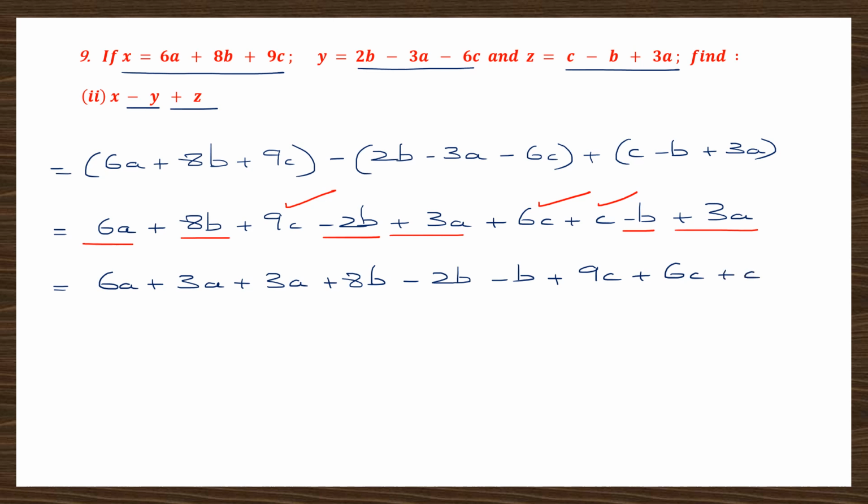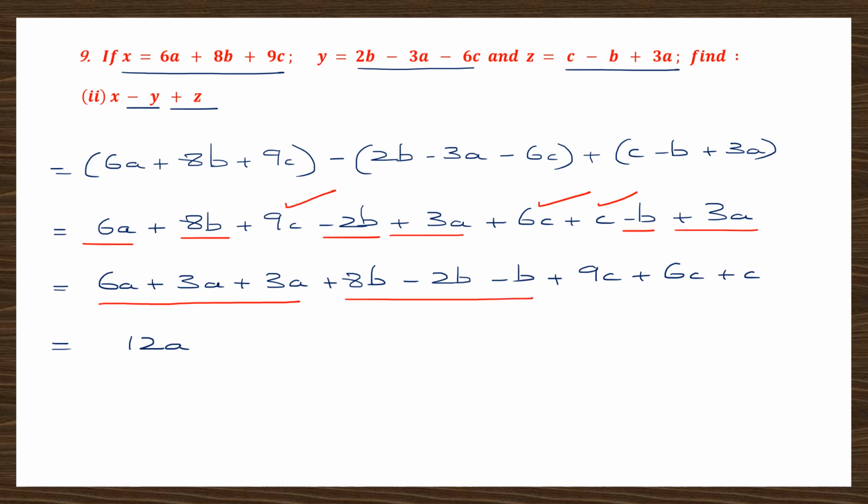Now let's work out the like terms. 6 plus 3 plus 3. If you take only the numbers, because they're all like terms, they're all plus. So 6 plus 3 is 9, 9 plus 3 is 12. So that becomes 12a. Now the next one is the b's.